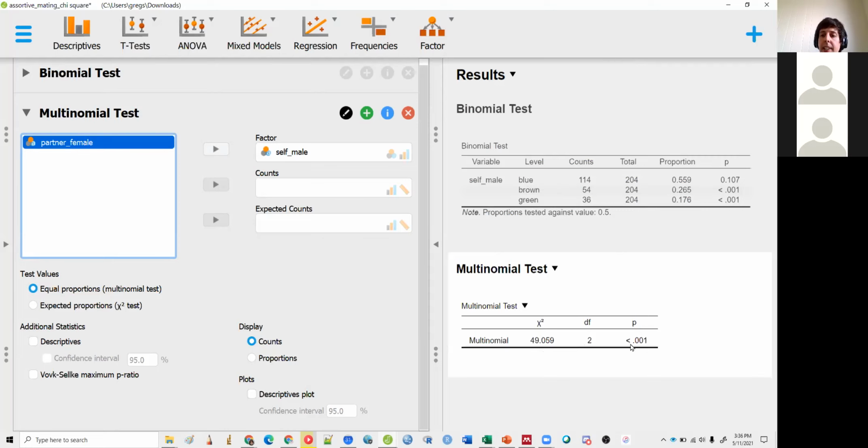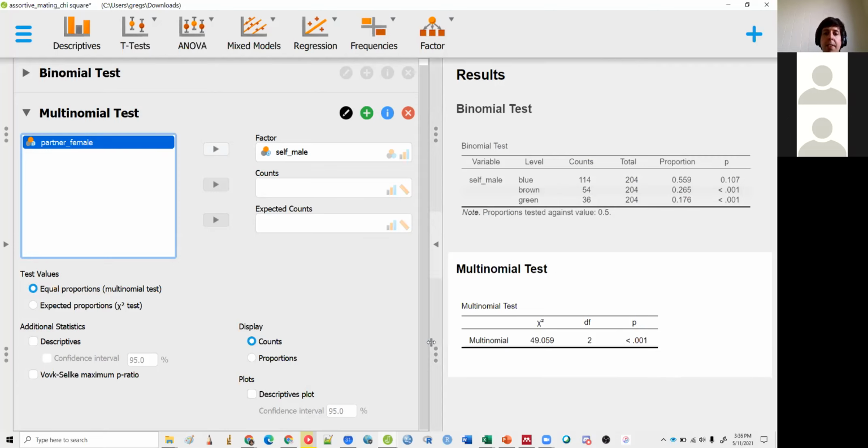And what we would find is that for a chi-square distribution with 2 degrees of freedom and a chi-square test statistic of just about 49, that is significant. And so the p-value is less than 0.001, which, no matter if we had chosen an alpha value of 0.05 or 0.01, would cause us to reject the null hypothesis.